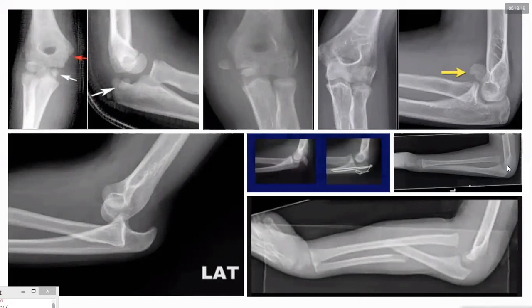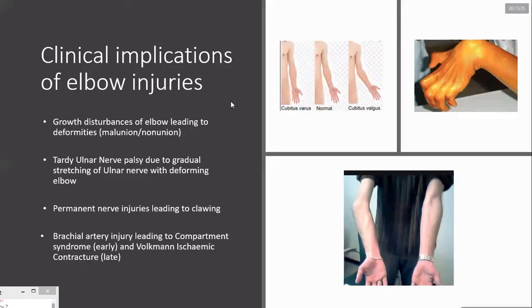It should be around here. So you see that the radial head is dislocated here, although the ulna is still there. So this is a Monteggia fracture of the upper third of the ulna with the dislocation of the radial head. It should have been here, just to make you familiar. So why are these elbow injuries important?